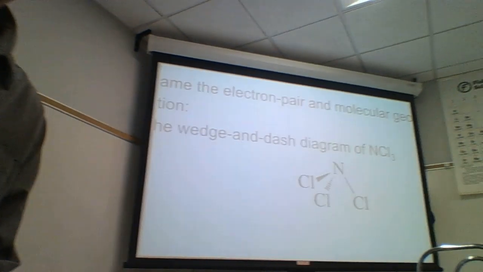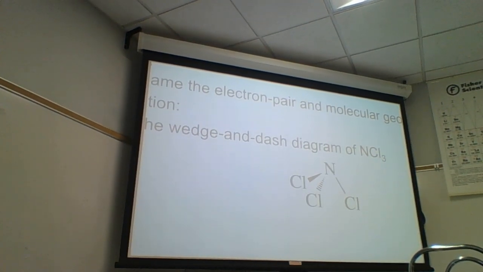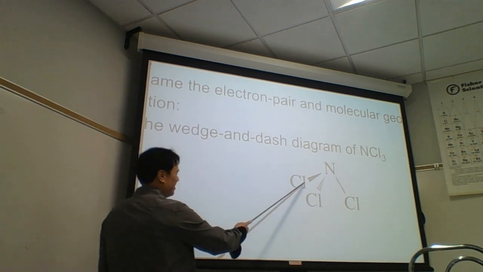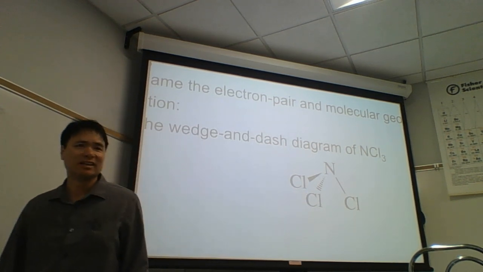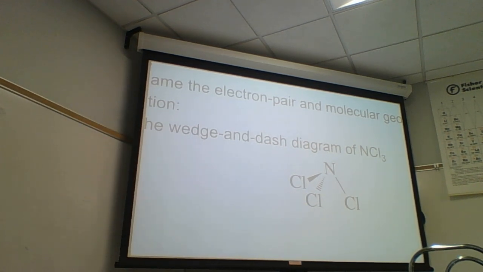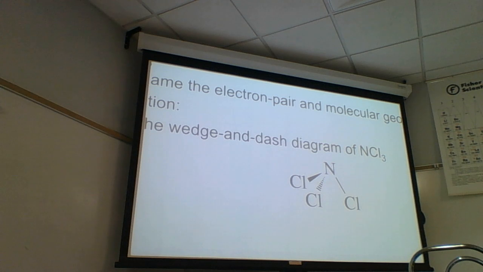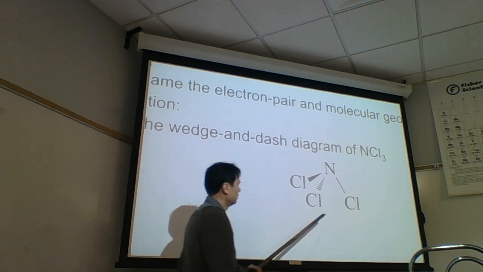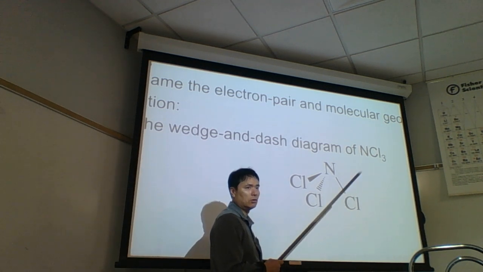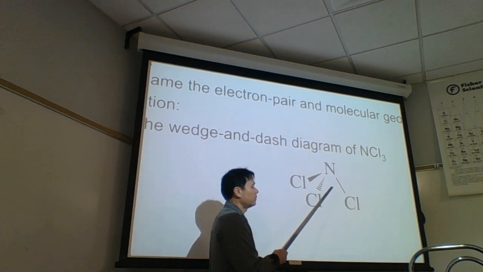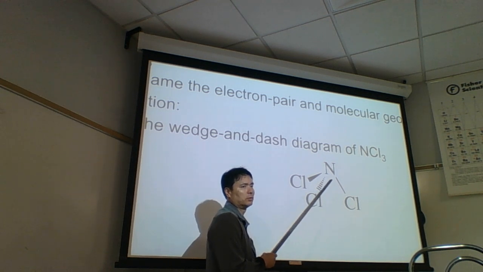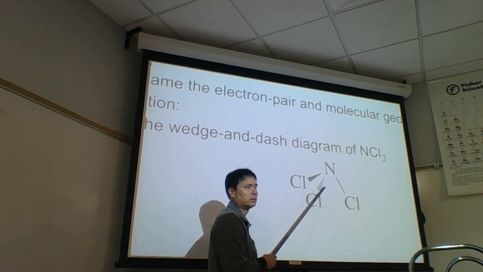All right, again, so what were the reasons I didn't like this drawing here? Yeah, the wedge and the dash, that's flipped. Should be the other way. And the other is the lone pairs. Now, there are three ways I draw the lone pairs. What were the three ways that I draw the lone pairs?